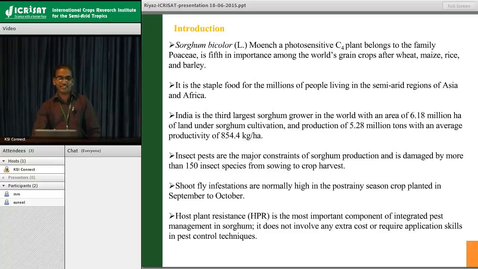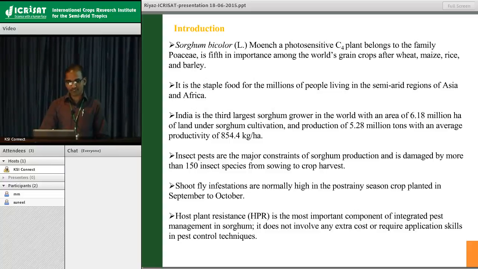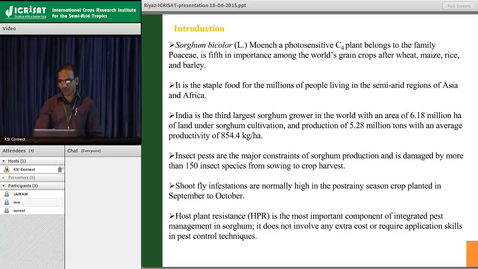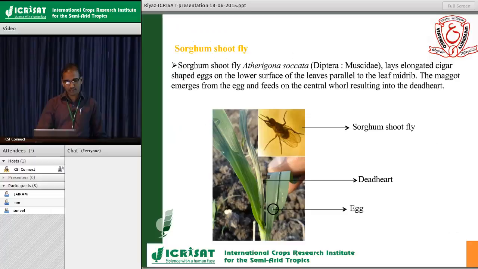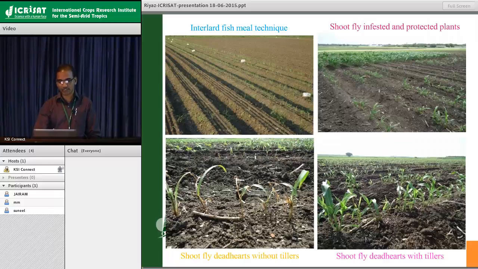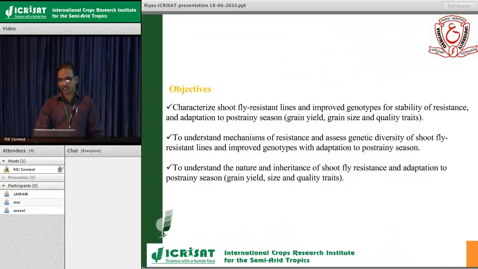Yeah. So here comes the objectives. Characterize fruit fly resistant lines and improve genotypes for stability of resistance and adaptation to post-rainy season. To understand the mechanisms of resistance and assess genetic diversity of fruit fly resistant lines and improve genotypes with adaptation to post-rainy season. To understand the nature and inheritance of fruit fly resistance and adaptation to the post-rainy season.